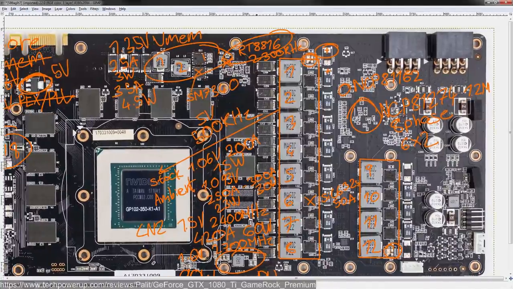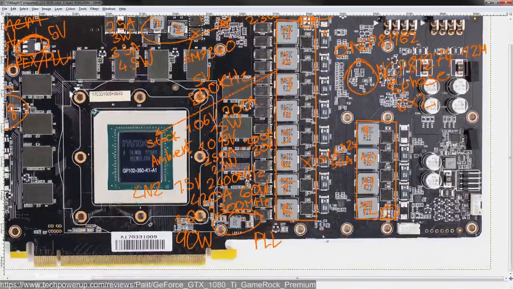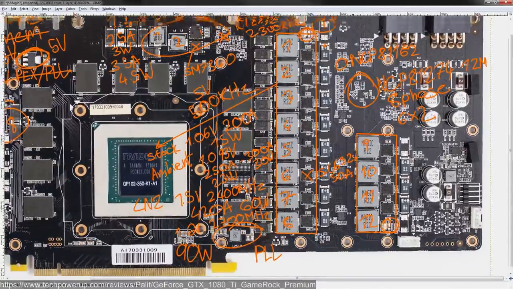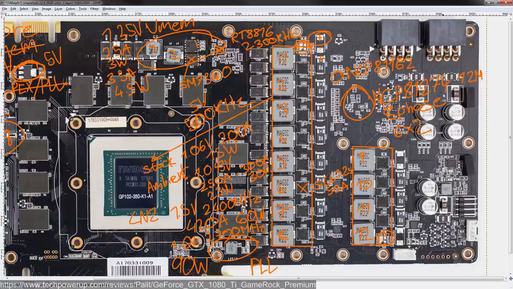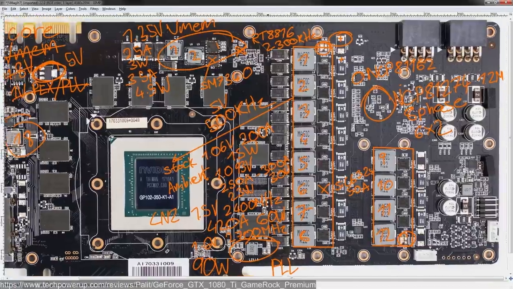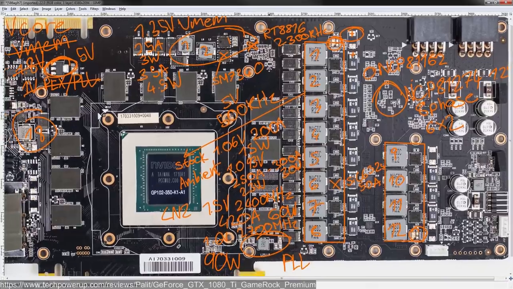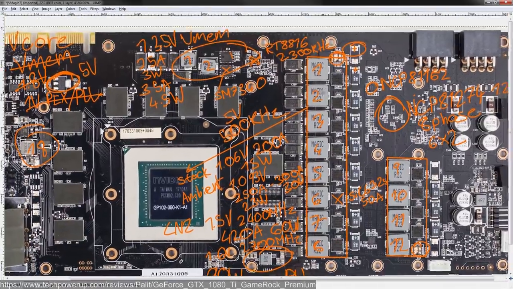The same is true for the RT8816. The PCB is pretty open. The voltage controller, the NCP81274, is actually on the back of the card. So you don't even need to take the card apart to get at it, which I kind of find convenient. So yeah, this thing would be really pretty easy to modify.